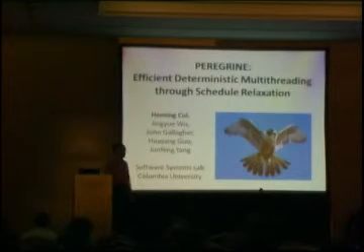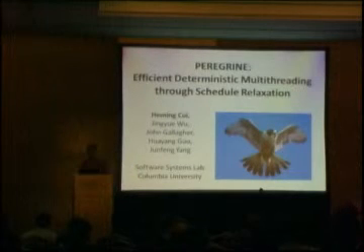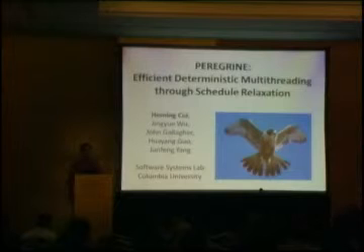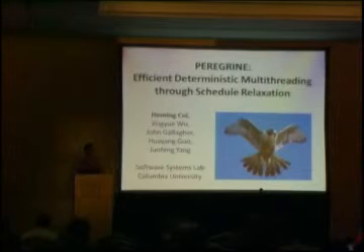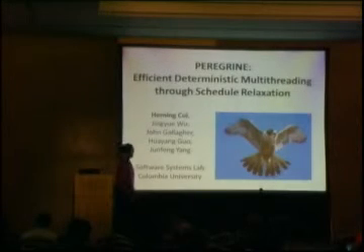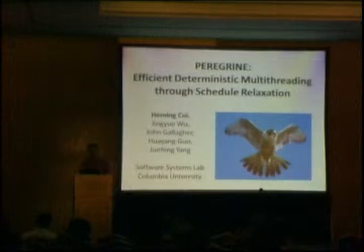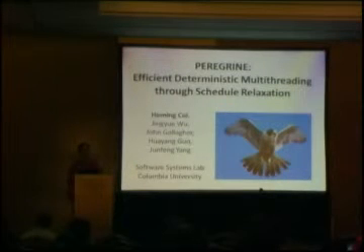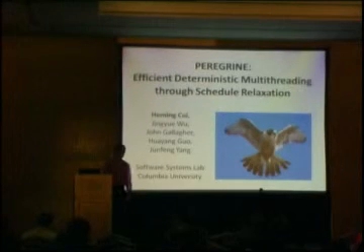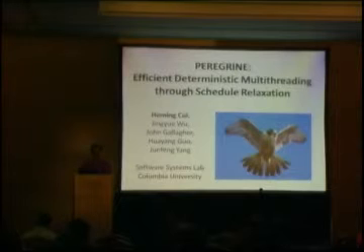I'm going to talk about a system called Peregrine, which can make multi-threaded programs run deterministically with low overhead, using an idea we created called schedule relaxation. Sometimes the resulting program can even run faster than the original program. For this reason, we name our system after the peregrine falcon, the fastest bird.